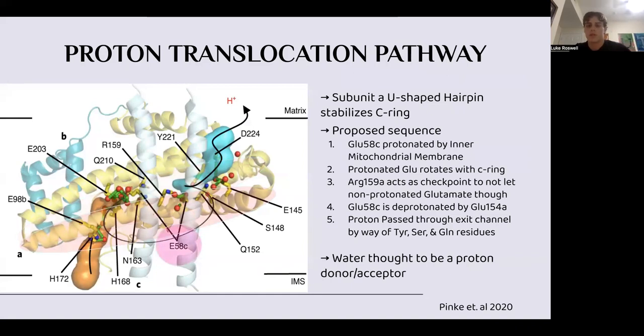First, a glutamate on subunit C is protonated from the intermitochondrial space. Then subunit C rotates and moves the protonated glutamate, and in order to prevent enzyme slipping, it is checked by arginine 159. This residue only allows the glutamate to pass if it is protonated and stops unprotonated glutamates from completing the rotation. A different glutamate on subunit A then deprotonates the subunit C glutamate, allowing for the proton to be passed through the exit half channel by way of conserved amino acid residues.